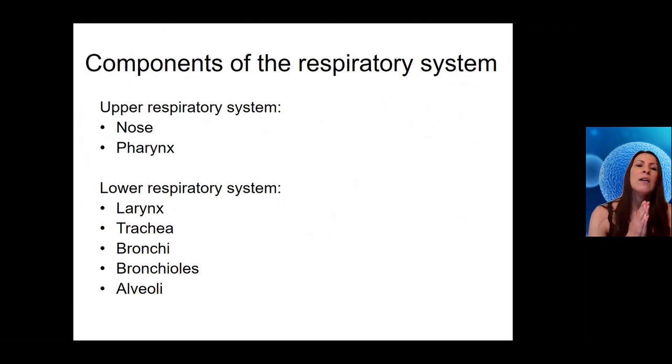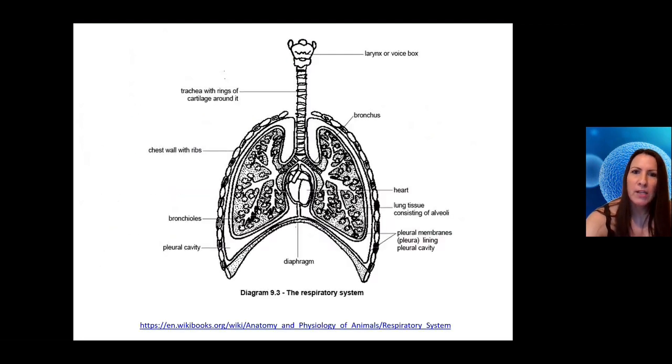Down underneath the trachea, branching and dividing into two main branches, we've got the bronchi leading into the left and right lung, and then smaller and smaller divisions called bronchioles, which lead eventually right down at the very bottom of the lungs to the alveoli. So it'll be better if we actually see a diagram of this.